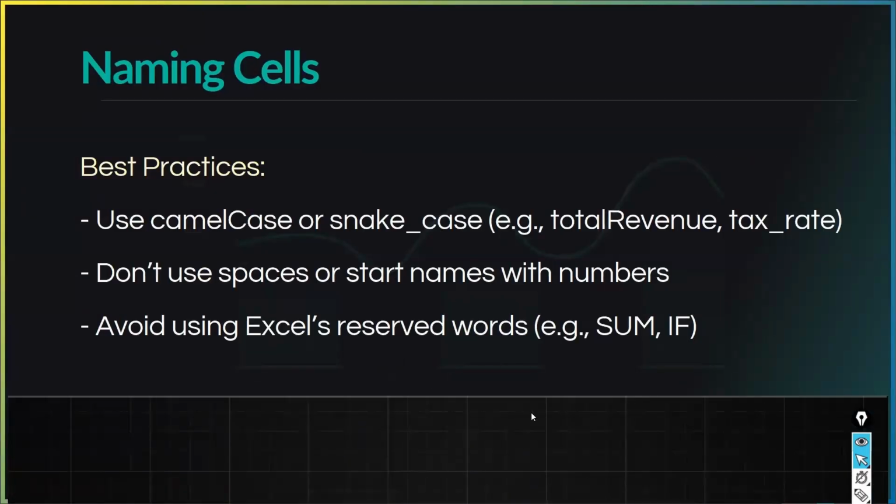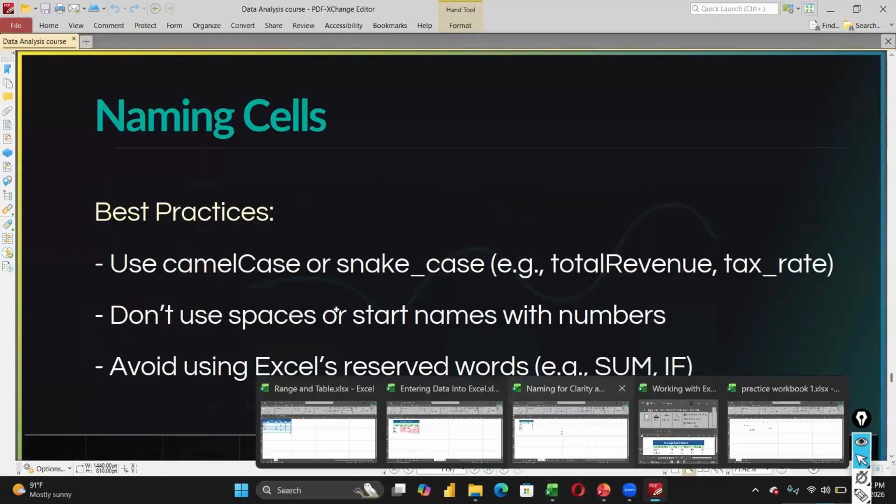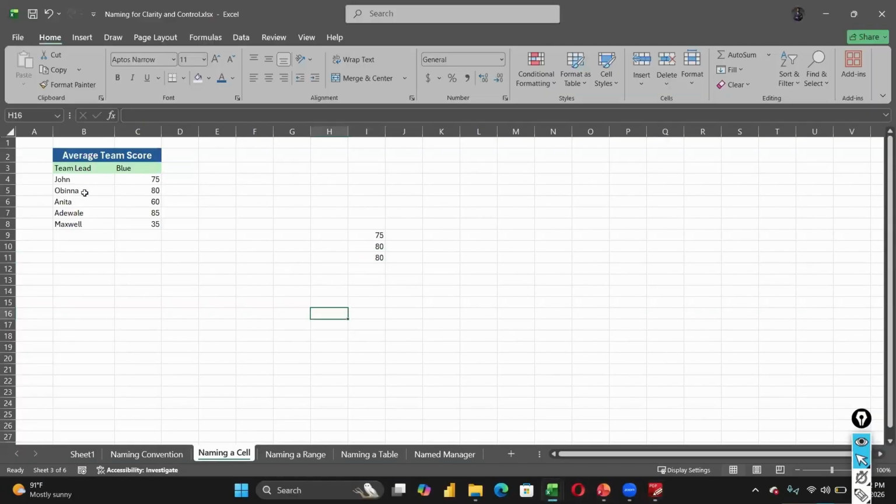So let's move on to best practices in naming cells. Number one, use camel case or snake case. So let me come here and do something. I've named John, I've named Obina, and I've named Anita. Let's say this person's name is Anita Paul, and this is 66. Let's say I want to name 66 Anita Paul. So let me come here and type Anita Paul and press enter.